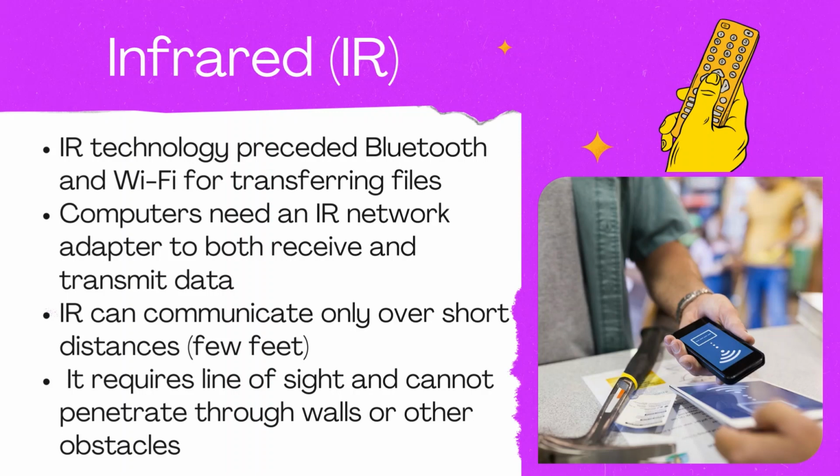IR can communicate only over short distances, for example, a few feet. So it requires line of sight and cannot penetrate through walls or bricks or other obstacles. For example, your TV remote works with IR. Due to this, the applications of IR are limited compared to Wi-Fi and Bluetooth.